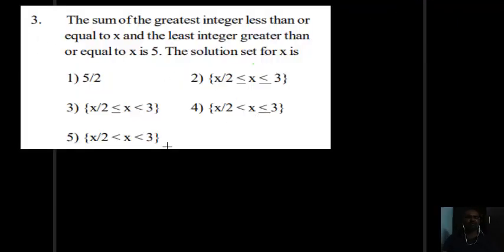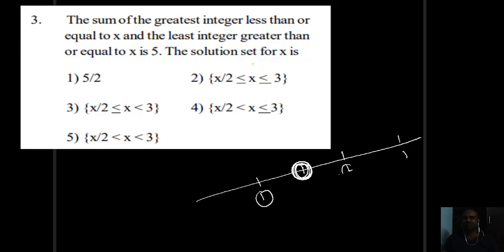And students, here one example problem is given. The sum of the greatest integer less than or equal to x and the least integer greater than or equal to x is 5. For example, a real number is taken that lies between 1 and 2. The integer just less than that real number is 1, just greater is 2, and the addition is 3. But here the addition is 5, and you want to find that real number, that is, the range of the real number.